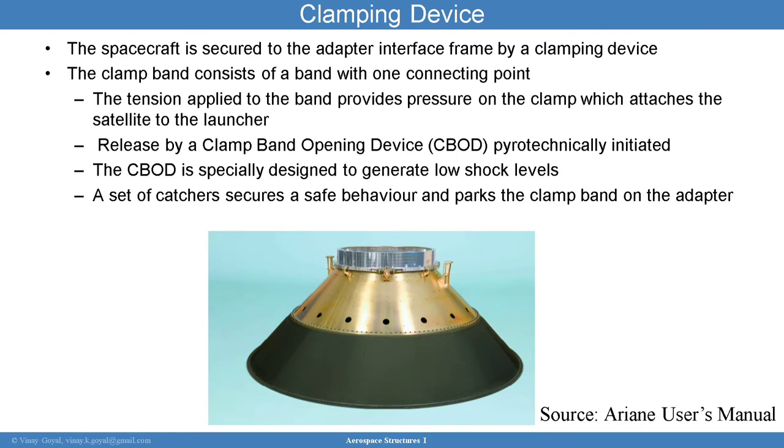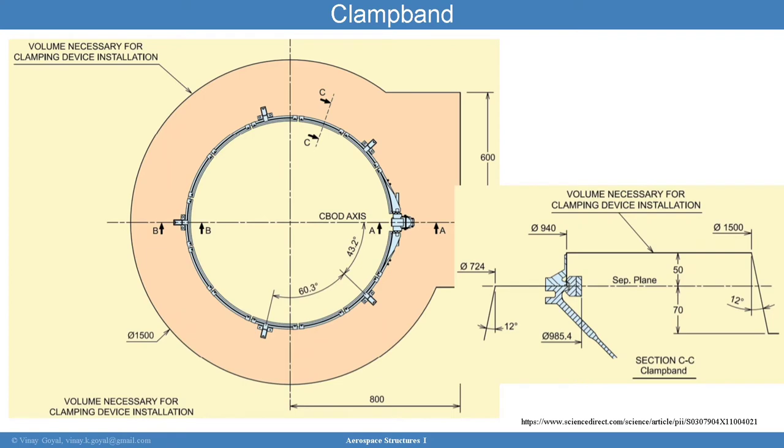Orion's user's manual calls it CBOT. It's really designed to generate low shock levels, and it is a very nice design. And a set of catchers will then secure a safe behavior and allow the clamp band to not cause any damage. Here is a top view.